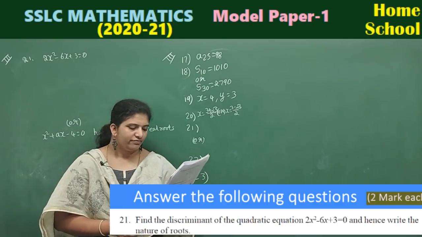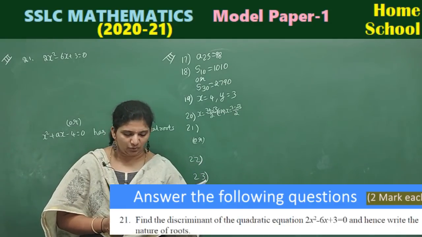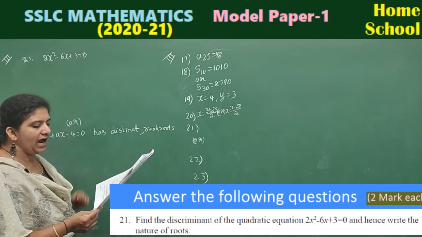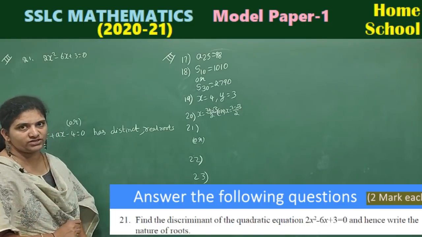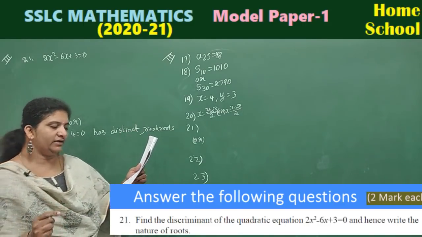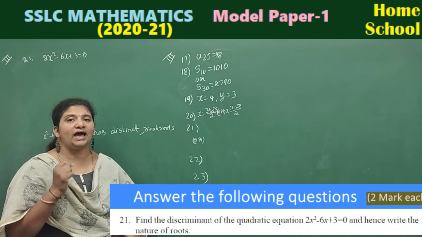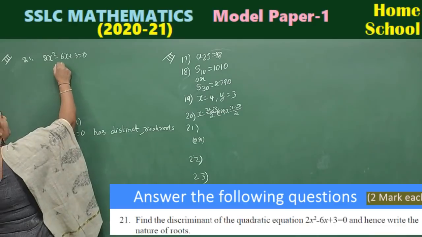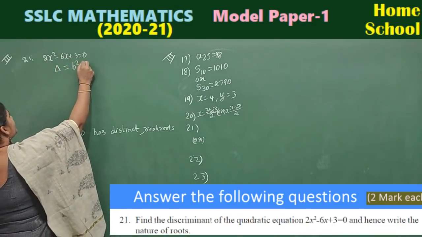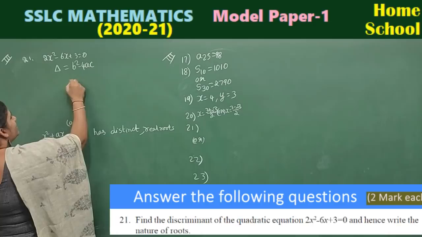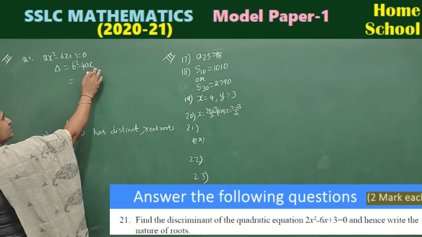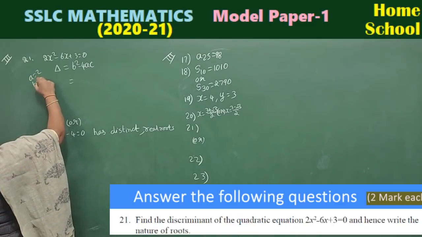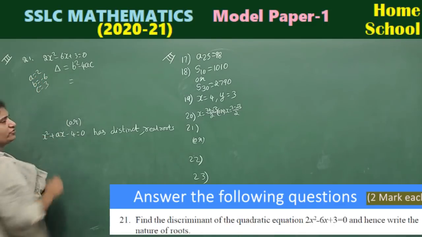21st problem. Find the discriminant of the quadratic equation 2x square minus 6x plus 3 equal to 0, and hence write the nature of roots. They asked us to calculate the discriminant value, and after getting the value, what is the nature of the roots? Discriminant, immediately we remember delta is equal to b square minus 4ac. Compare this with standard form. A is equal to 2, b is equal to minus 6, c is equal to 3.